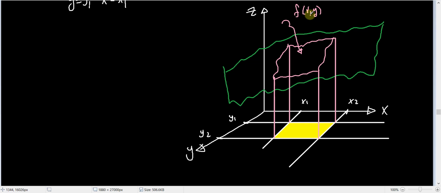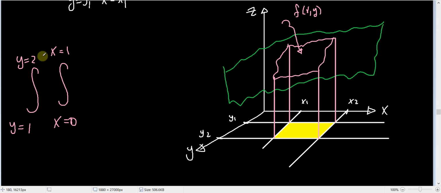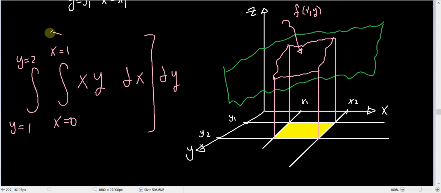So suppose you have an integral right here, integrate from, let's say, x equal to 0 up to x equal to 1. Here you have from y equal to 1 to y equal to 2 of the function, let's say, x multiplied by y dx dy. So what we do first is try to evaluate this inner integral right here, and we are integrating with respect to x, and so we assume that y is constant.